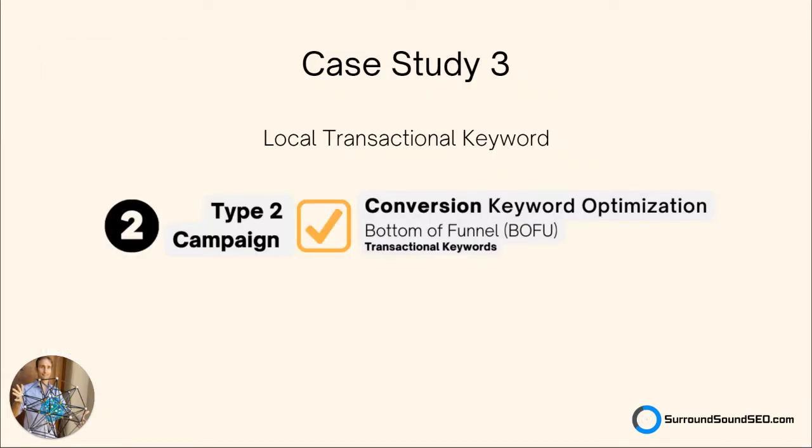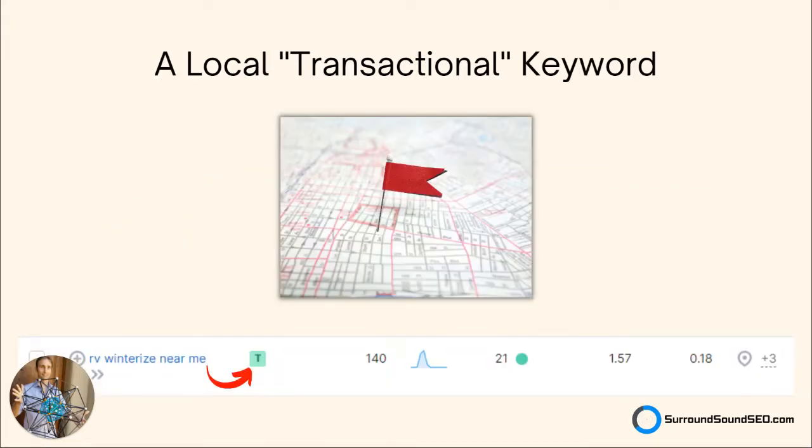Let's move on to case study 3. Local transactional keywords. We call this a type 2 again. This is conversion because we're at the bottom of the funnel. This is a transactional keyword. You can tell it's transactional because it's RV winterization near me and RV winterization kits and RV winterization local.